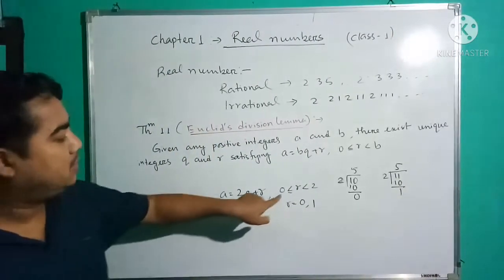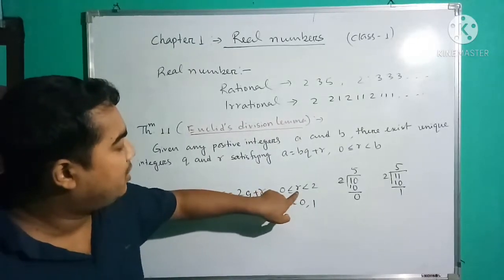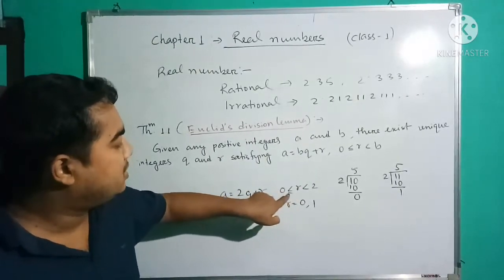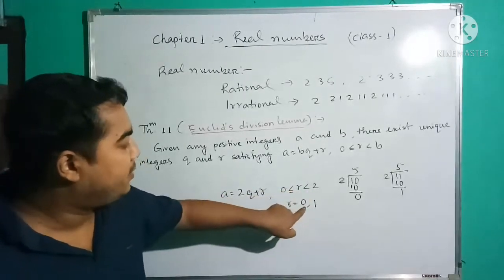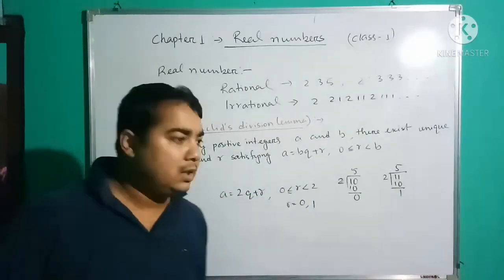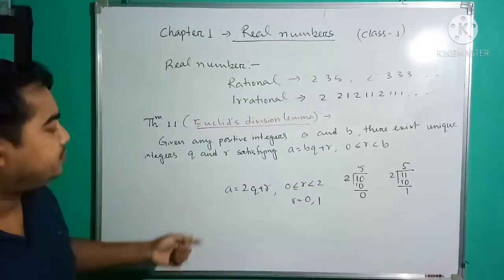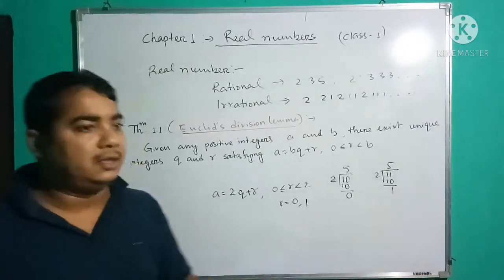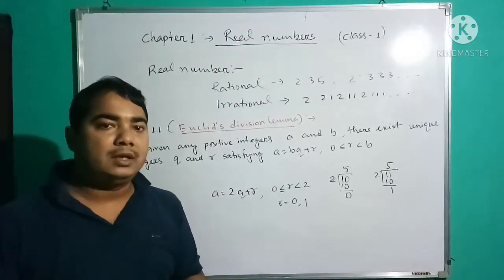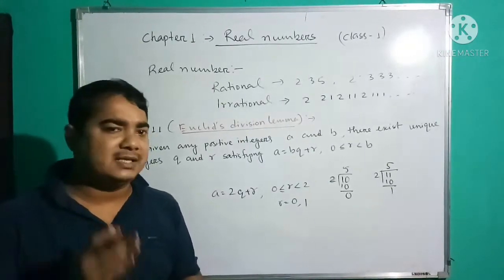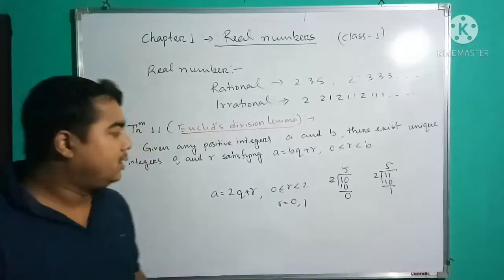Okay, see 0 less than or equal to r, that means r value is greater than 0 or equal to 0 but less than 2, that means 0 and 1. Similarly, if we divide any number by 3, then remainders will be 0, 1 or 2, that means less than 3. Okay.